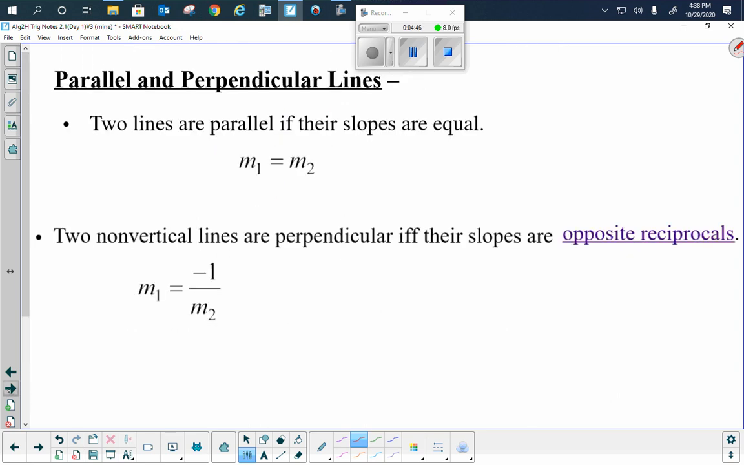And then parallel versus perpendicular lines. Remember, 2 lines are parallel if their slopes are completely equal. So m1, slope 1, equals m2, slope 2. And 2 non-vertical lines are perpendicular if and only if their slopes are opposite and reciprocals. So meaning the opposite sign, and if this was over 1, then they are reciprocals of each other.